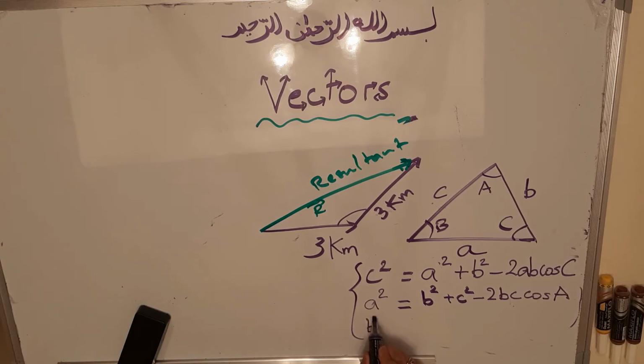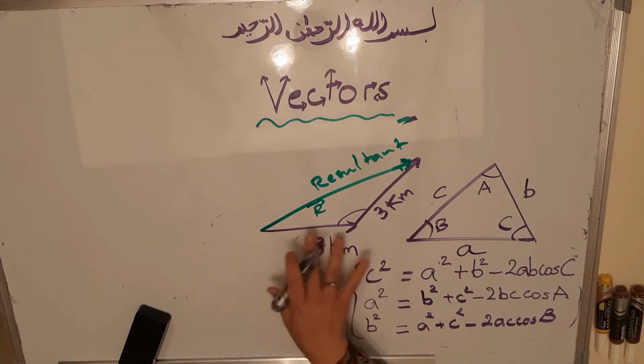Let's do it one more time for side B. So we're going to have B squared. What are the two remaining sides here? A and C. You've got it. You are a genius. So A squared plus C squared minus 2AC, cosine what? Cosine B. So this is going to be your bread and butter for vectors.